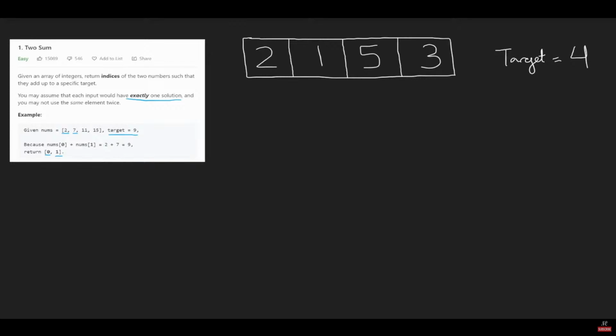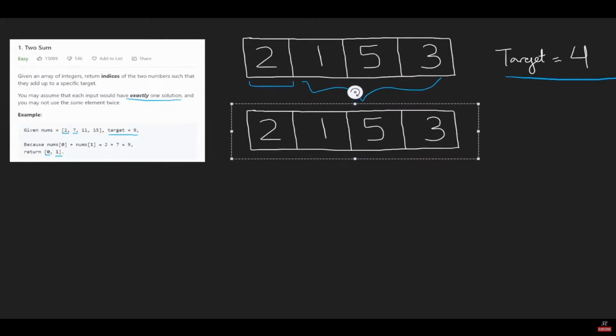Now the most intuitive way to solve this problem is basically just check every combination of two values and see if they can sum up to our target. So we start at 2, we check every combination we can make that includes 2. So we scan through the remainder of the array, 1, 5, 3, and check if any of those numbers added to 2 sums to our target 4. In this case, none of them do.